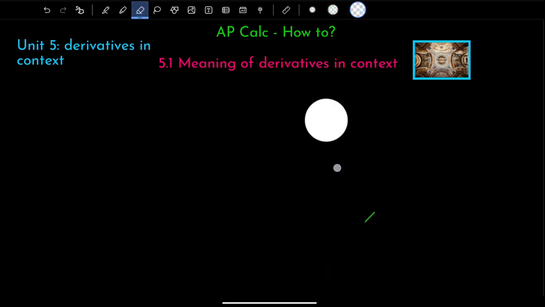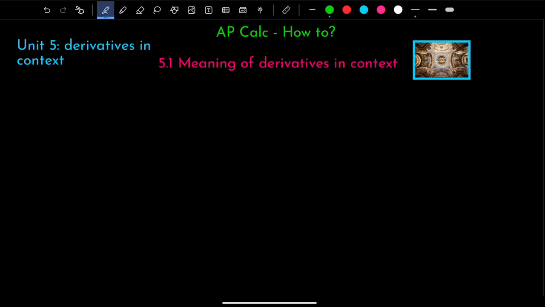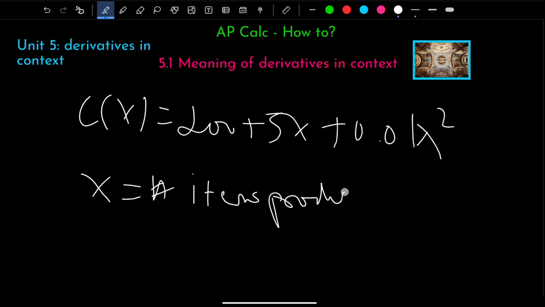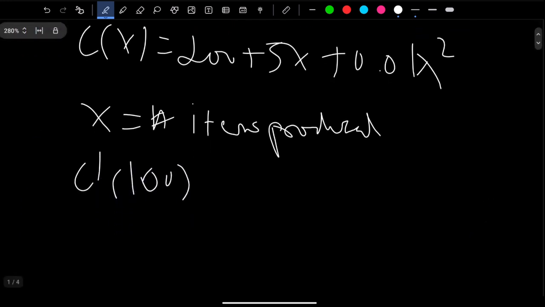Now for a second example, you can pause the video and do it yourself. If a company's cost function is c of x equals 200 plus 5x plus 0.01x squared, where x is the number of items produced, interpret c prime of 100. Okay, go ahead and pause the video.